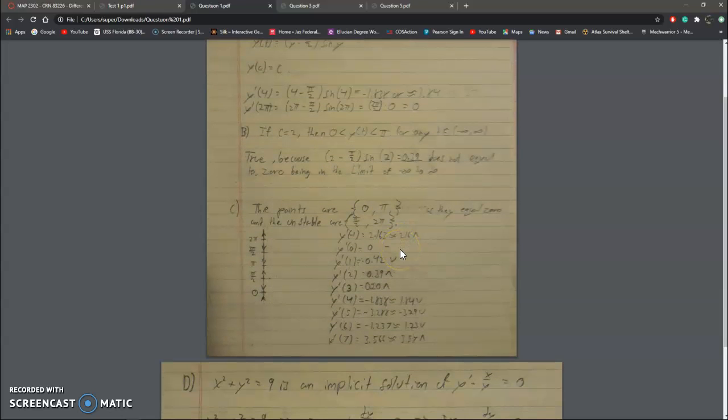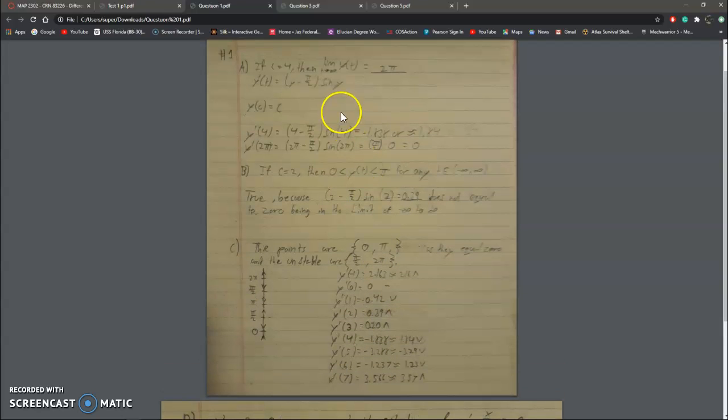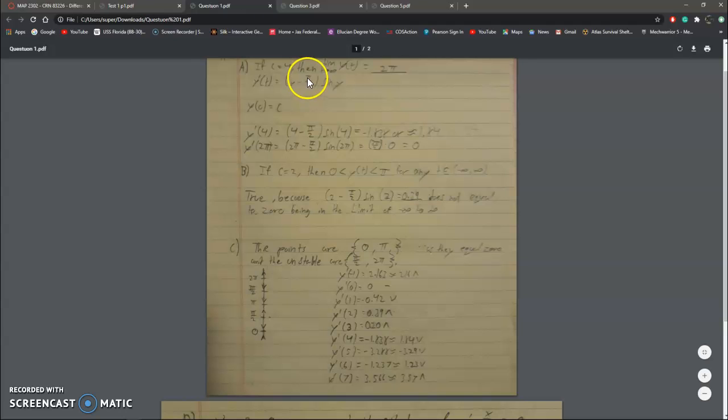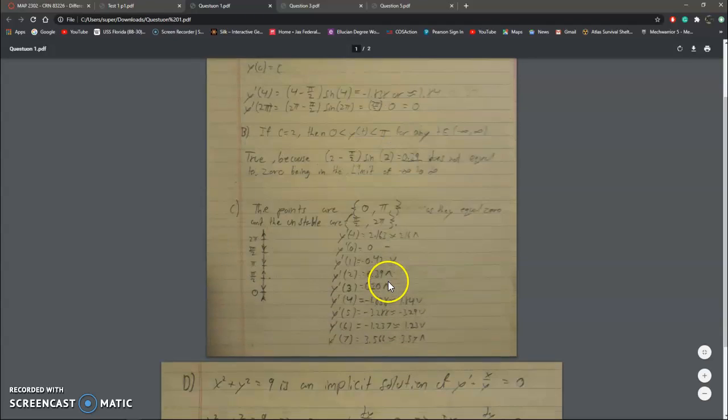For part C, this is the one I completely misread. I thought, oh, this is just quiz 1, so just explain what equilibrium and stable and unstable are. So the stable points are pi, and the unstable points are pi divided by 2 and 2 pi. As you see here, I just used the same equation, y minus pi over 2 times sine y.